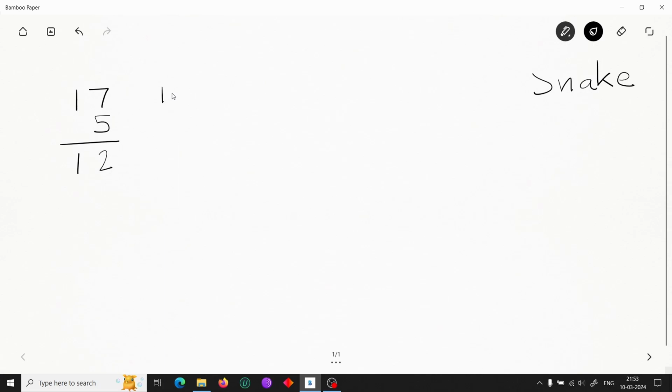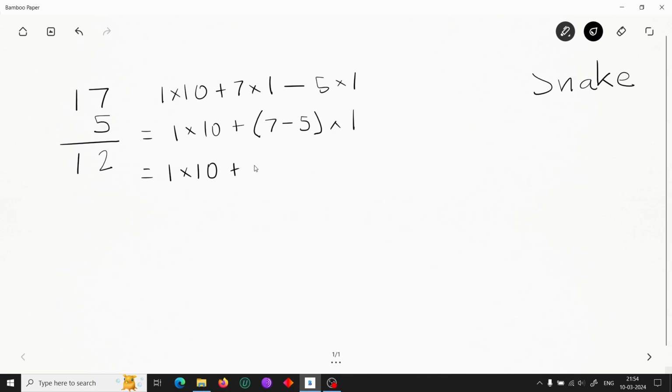To understand this, let's expand it. Okay, 1 times 10 plus 7 times 1, and now in this case the 5 will be minus 5 times 1, and now we are going to group them. This would give us 1 times 10 plus 7 minus 5 times 1, and this will finally give us 1 times 10 plus 2 times 1, which is 12. Now, always remember the number line that I showed you. It is a very helpful tool to visualize.